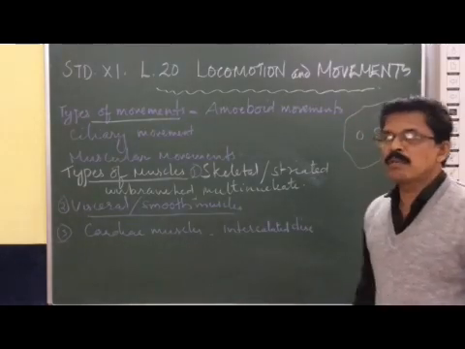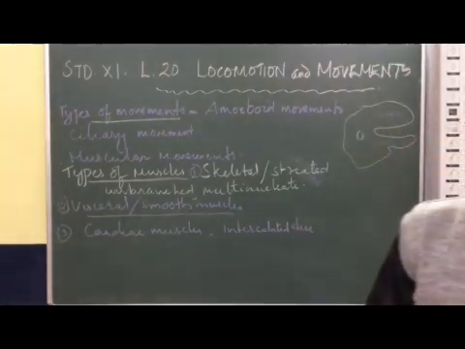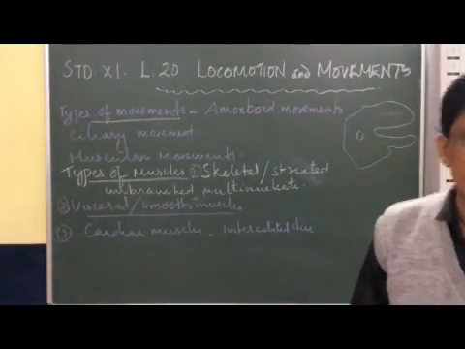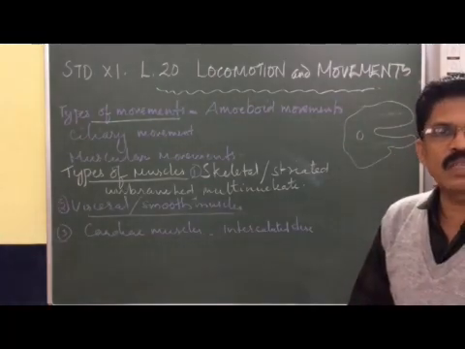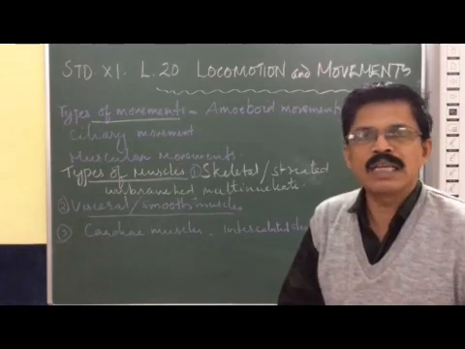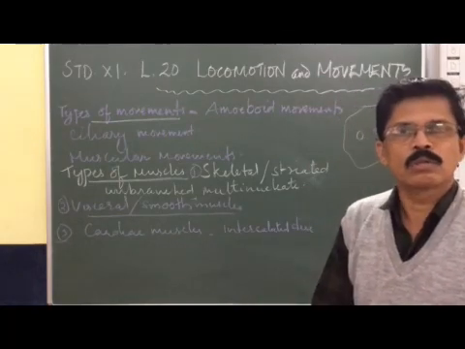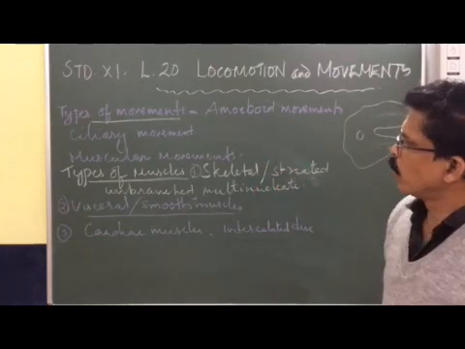Whereas some cells like macrophages and phagocytes, leukocytes, can also change their shape. Macrophages and leukocytes can also change their shape. They can squeeze through the spaces in between the tissues. All these movements we can say are amoeboid movements.